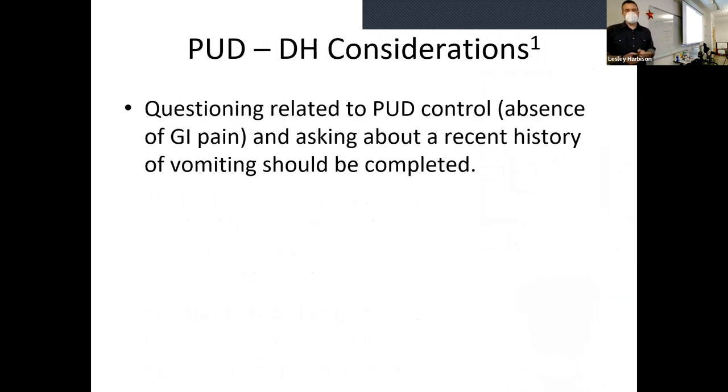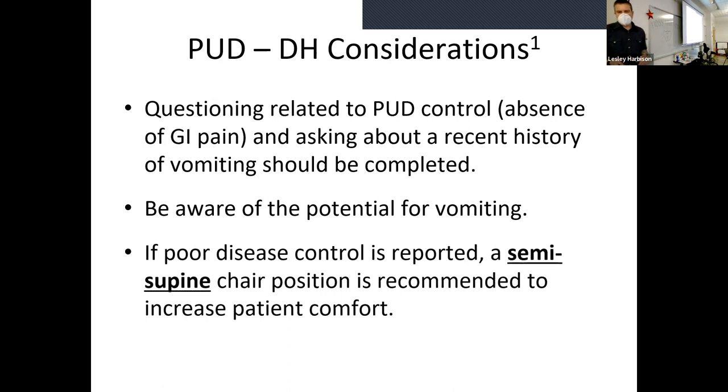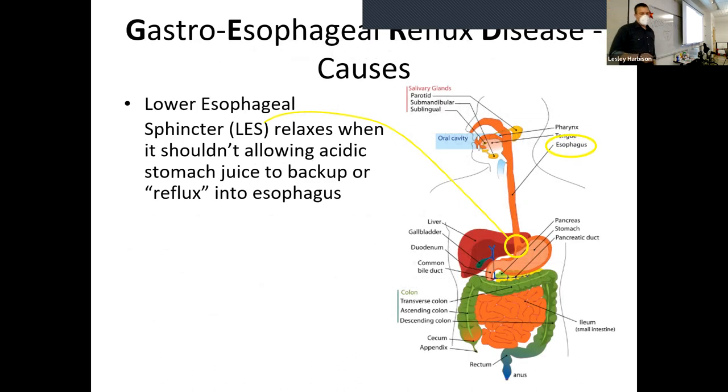All right, so as far as peptic ulcer disease is concerned, a couple of considerations from a dental hygiene perspective. If they report that they have ulcers, you can ask them about symptoms and whether they're having any GI pain. One thing I glossed over earlier: if they have really bad ulcers, they could be vomiting from the pain and from the issues around the stomach. So that's never fun when someone's in a chair and throwing up. So potentially raising the head of the chair into a semi-supine position is recommended to increase patient comfort. And you're going to see that recommendation for pretty much everything GI related today. You'll see that word crop up a lot, but that's what we're looking for. Any questions on ulcers before we change gears and talk about GERD?